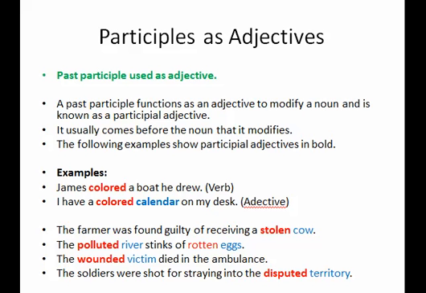Soldiers were shot for straying into the disputed territory. What kind of a territory was it? It was disputed. Again, stolen, polluted, rotten, wounded, and disputed are verbs which are being used as adjectives to describe, or to modify, the nouns cow, river, eggs, victim, and territory, respectively.